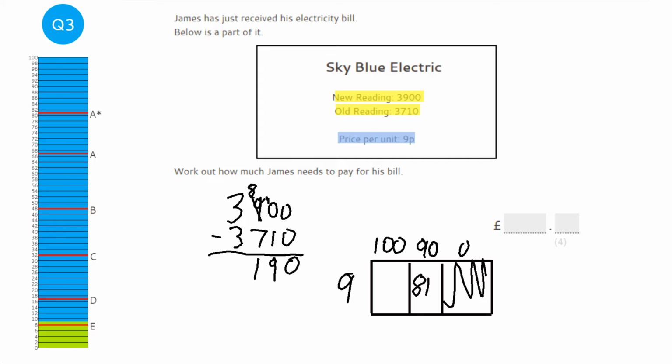So 9 times 90 is 810. 9 times 100 is 900. Okay, and then we need to add those together. So 900 plus 810 is going to be 9 plus 8 is 17. So that's 1,710 pence. So in pounds, the decimal point is going to go between the 7 and the 1. So it's going to be £17 and 10 pence. Thank you very much.